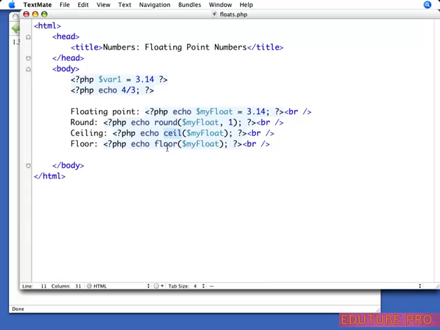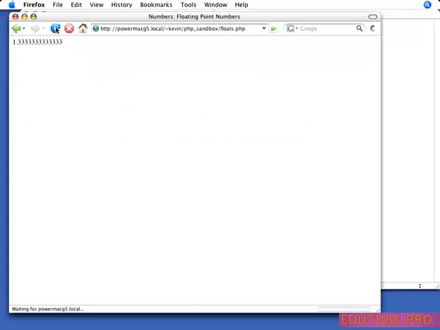So I'm going to save this, and I'll just jump back over to my browser and reload it, and you'll see that sure enough, it tells me my floating point was set to 3.14. It rounded it to 1 decimal place, which was 3.1. The ceiling, of course, of that would be 4 because it rounded up, and floor would be 3. So you can see now how we can start to work with floats.